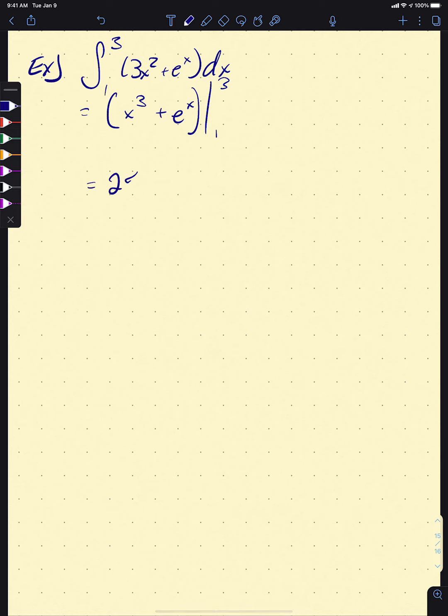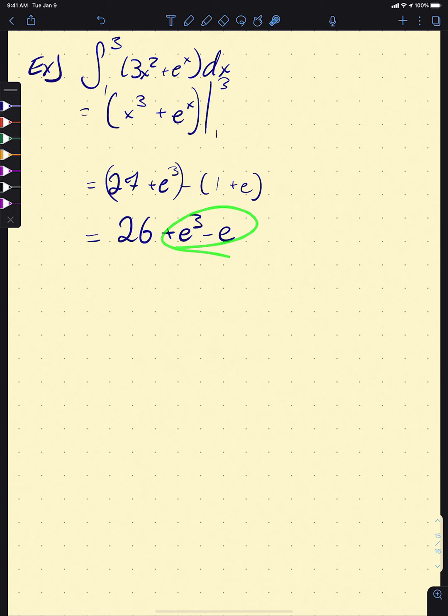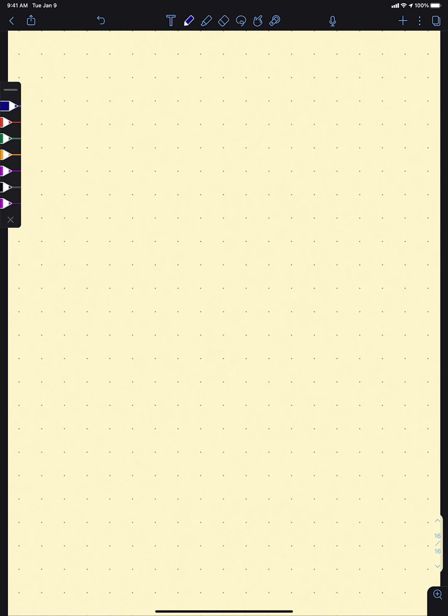3 cubed is going to be 27 plus e cubed. And then we need to subtract 1 cubed plus e to the 1. And unfortunately, not a lot of this is going to simplify, and we're just going to get 26 plus e cubed minus e. This is as simplified as it gets. I mean, I suppose if you really wanted to, you could factor out a common factor of e there, but this is completely fine.